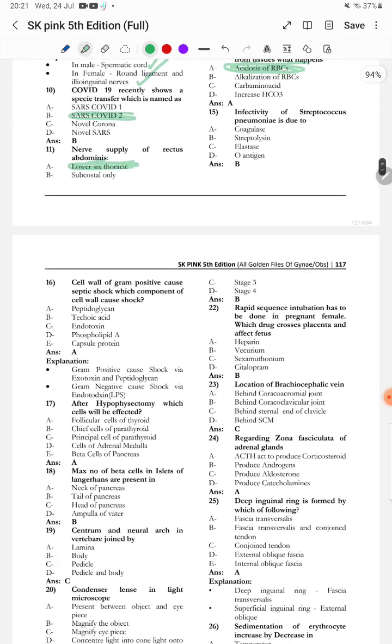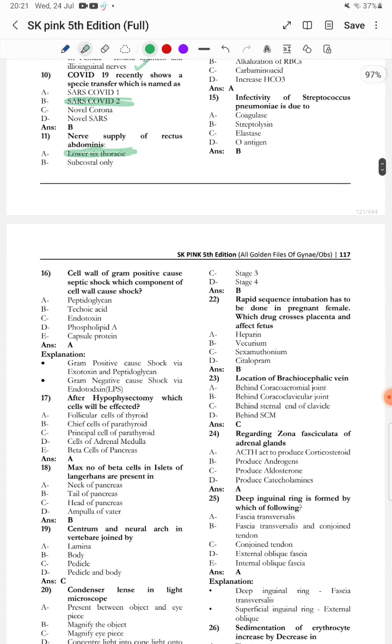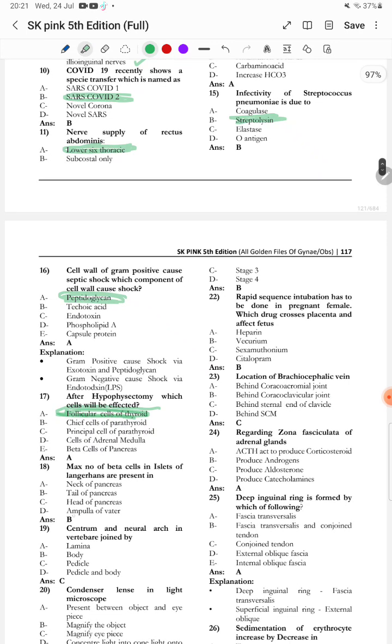Infectivity of Streptococcus pneumoniae is due to streptolysin and cell wall of gram positive which cause shock, septic shock. Which component of the cell will cause shock? So it is peptidoglycan. After hyposectomy, which cells will be affected? Follicular cells in the thyroid gland. Maximum number of beta cells of islet of Langerhans are present in the tail of pancreas.